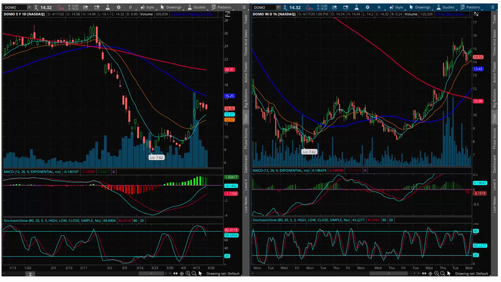So here is Domo. What I have here on all these charts, except for one, which I'll note, is daily on the left side and hourly on the right side. This is not my live trading platform, so I can't click around and zoom in and zoom out. These are screenshots that I've just clipped.